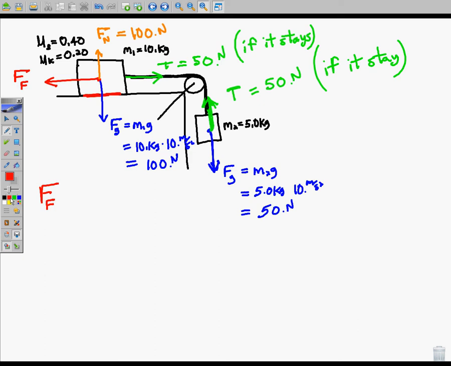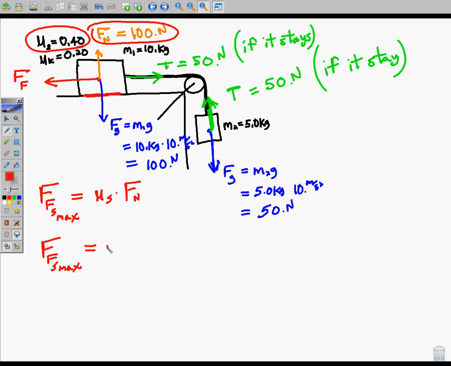Okay. So now that we know the normal force and we know the mu sub s, knowing those two things, we can calculate the maximum static friction force. Mu sub s times the normal force. So F s max is equal to 0.40 times 100 newtons. And what does that come out to be? 40 newtons.